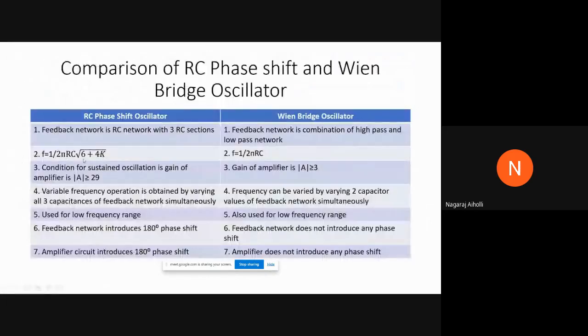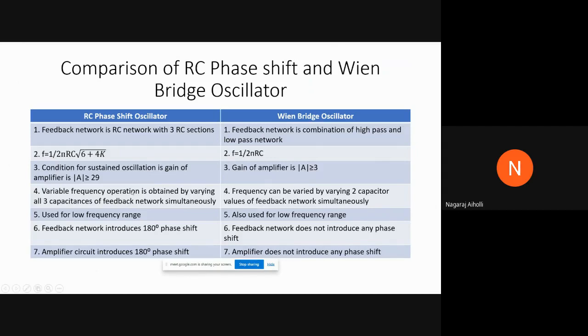The frequency of oscillation of the RC phase shift oscillator is given by f = 1 / (2 pi RC root (6 + 4K)). The frequency of oscillation for the Wien bridge oscillator is given by f = 1 / (2 pi RC). The condition for sustained oscillations of the RC phase shift oscillator is A is greater than or equal to 29, whereas for the Wien bridge oscillator it is A greater than or equal to 3.